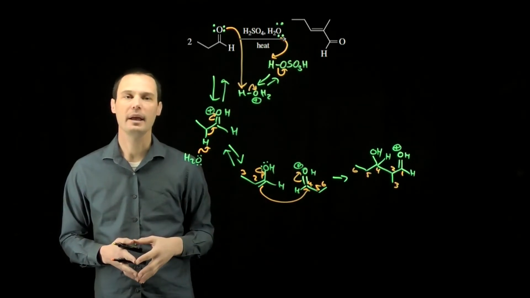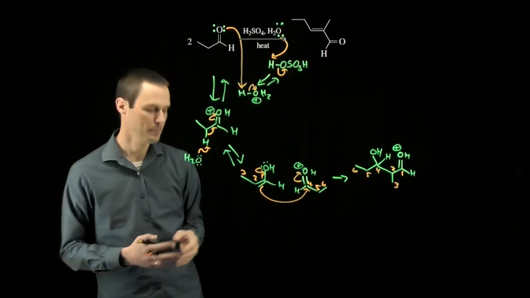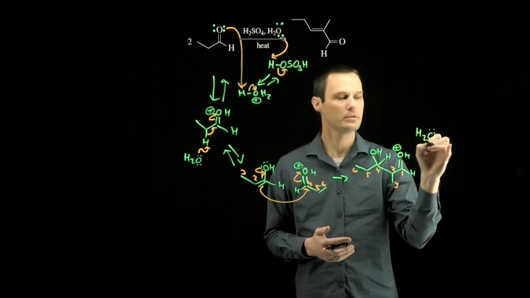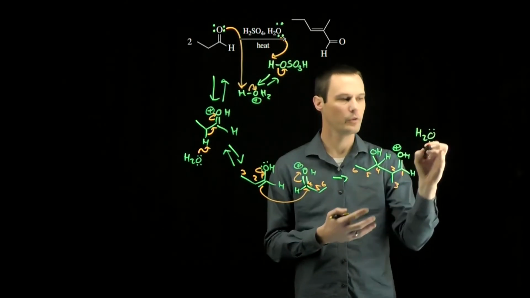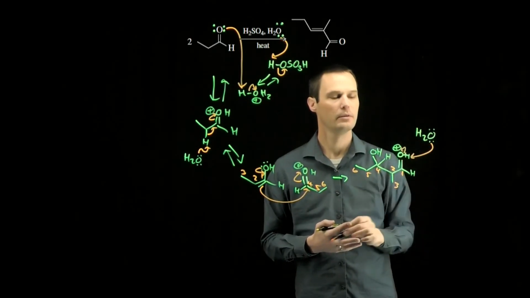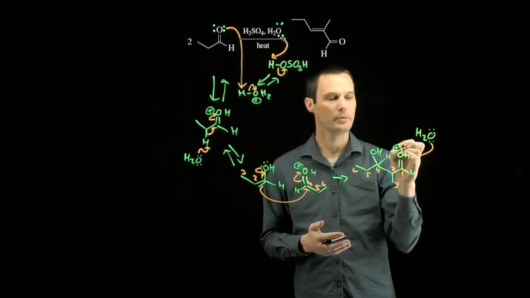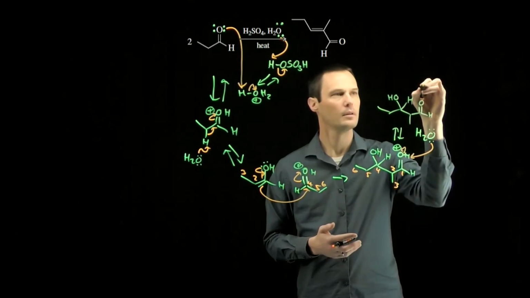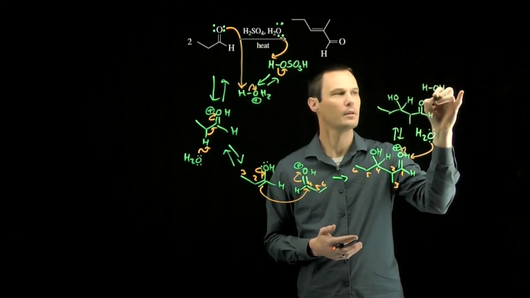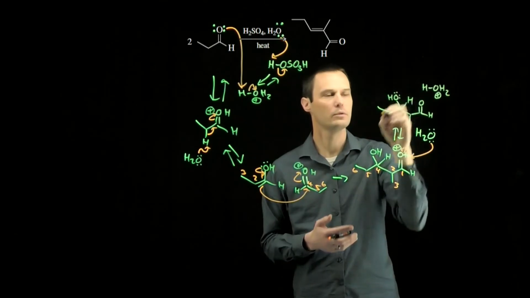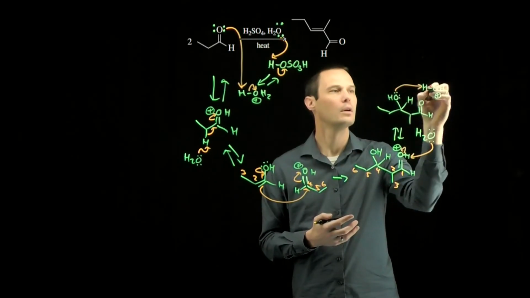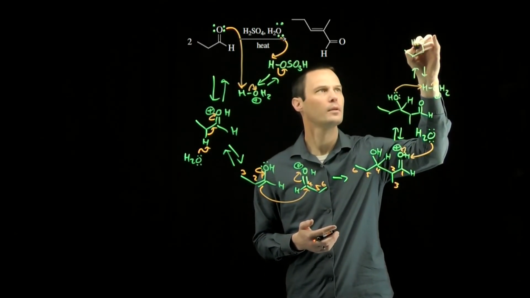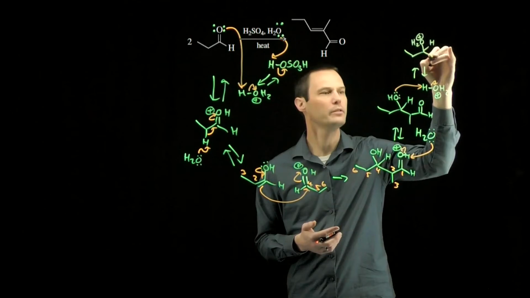All that's left to do to the end is to form the double bond. So we'll do a little bit of proton shuffling. We'll use some water to remove the proton from the carbonyl. That gives us H3O+. And we'll transfer that proton over to the alcohol oxygen. That turns that oxygen into a good leaving group.